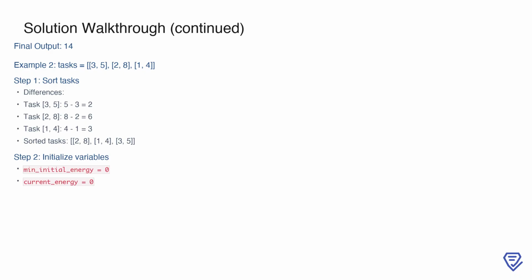Moving to another example, consider tasks equals [3, 5], [2, 8], [1, 4]. First, we calculate the differences. [3, 5] has 5 minus 3 equal to 2, [2, 8] has 8 minus 2 equal to 6, and [1, 4] has 4 minus 1 equal to 3. Sorting these in descending order of differences gives us [2, 8], [1, 4], [3, 5]. We initialize min_initial_energy and current_energy to 0, just as before.